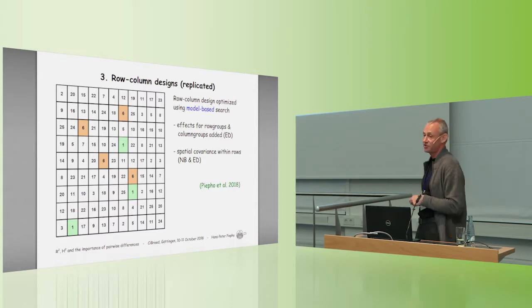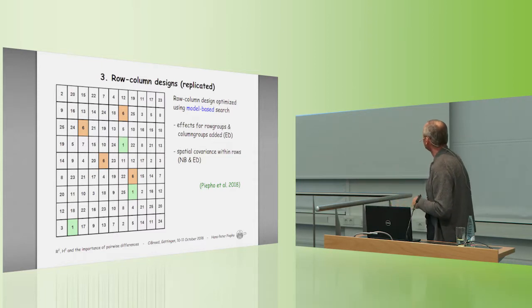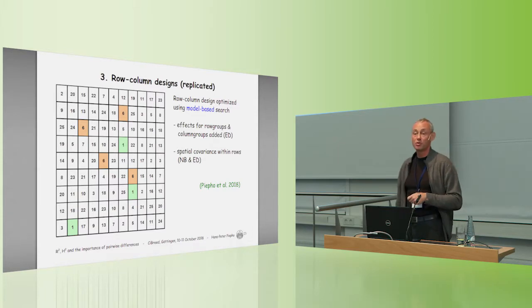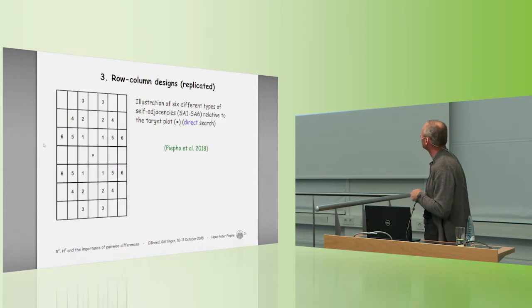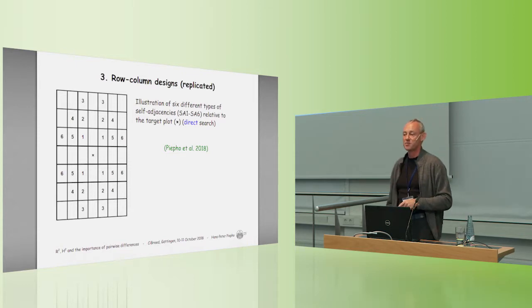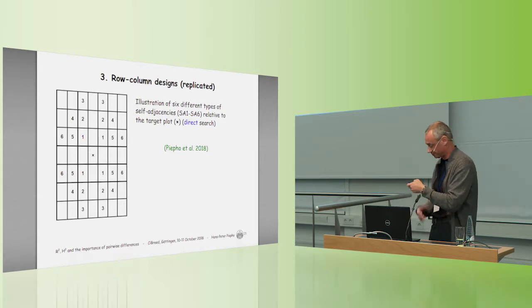This is based on a model-based search where we put in effects for the rows and columns and the superimposed blocks in the search, plus we added a spatial covariance within rows to improve neighbor balance and to improve the evenness in distribution. And here's another example where we used a direct search that doesn't use a linear mixed model, but instead uses a direct search routine that tries to avoid these types of self-adjacencies relative to the target plot, which were categorized into 6 different types. And then the numerical search tries to avoid these associations.